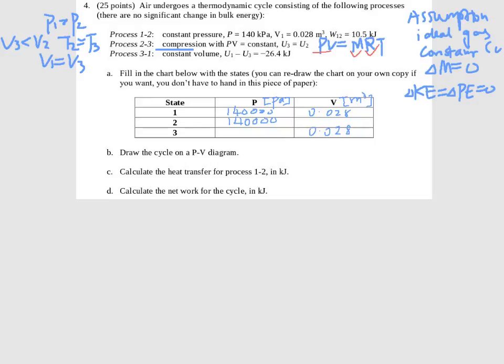So for part A, I'm going to change the color a little bit. Or should I stay with blue? Okay, let's stay with blue. So for part A, I'm going to start here. We need to find two values, V2 and P3.